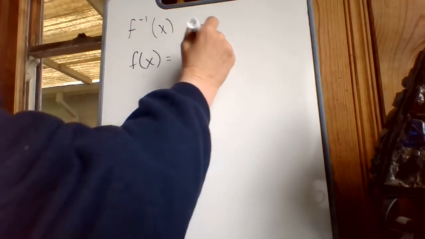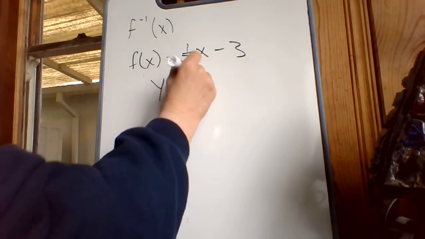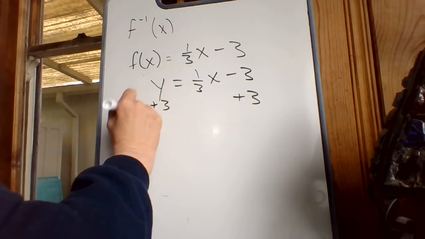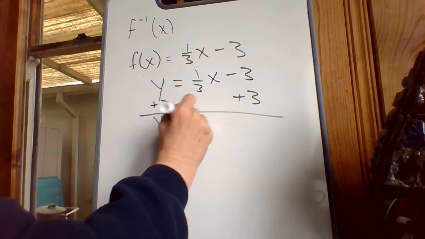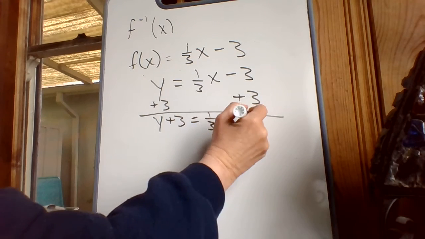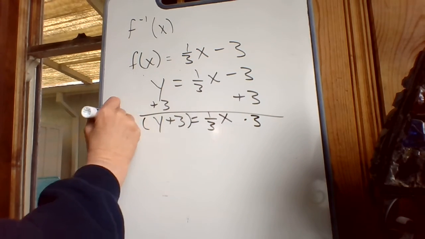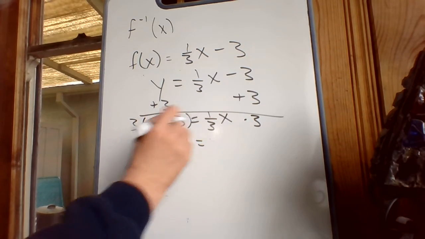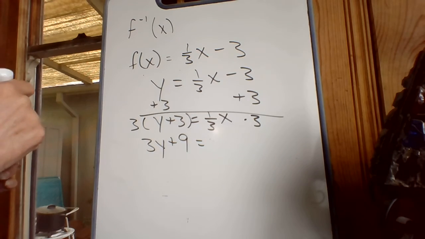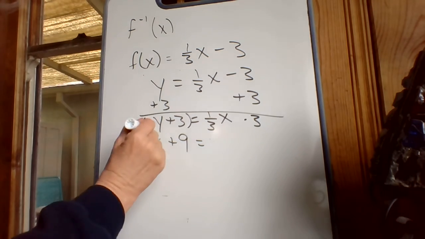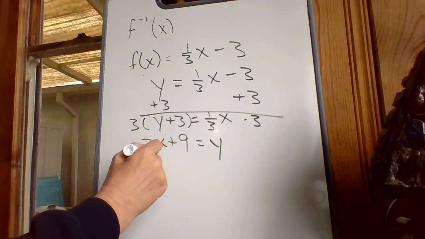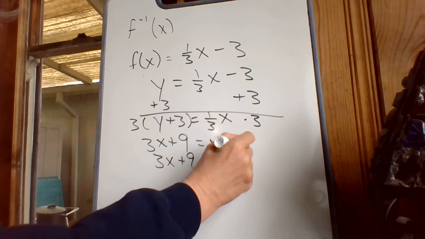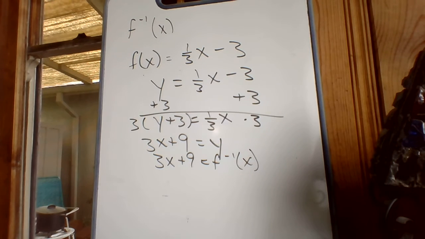One-third x minus 3. Write y equals. Okay, add 3 to both sides. And then multiply both sides by 3. So 3y plus 9 equals x. I didn't switch out x and y. We'll do it here. 3x plus 9 equals y. And 3x plus 9 equals f inverse. I typed it out properly in the notes.